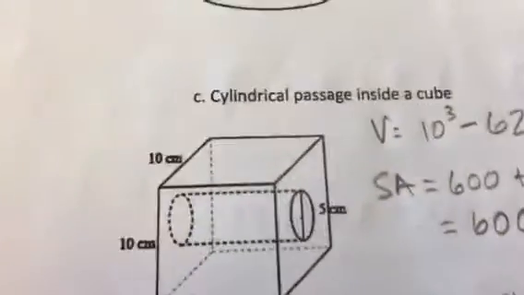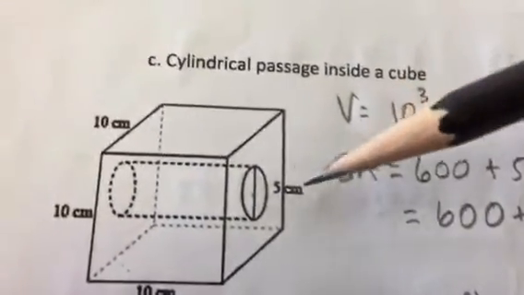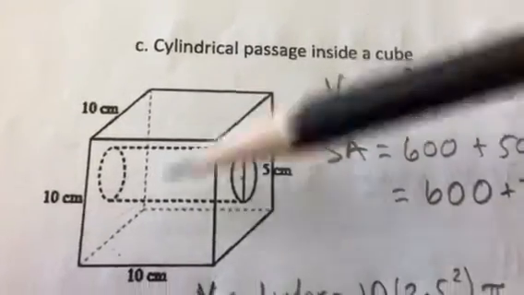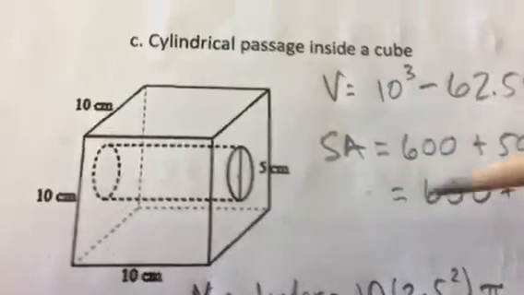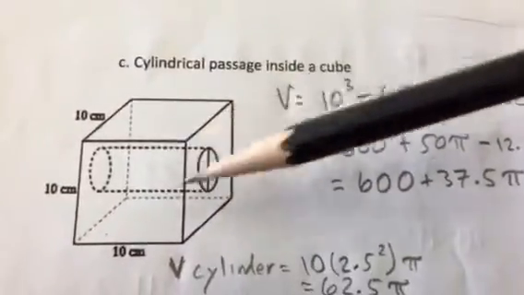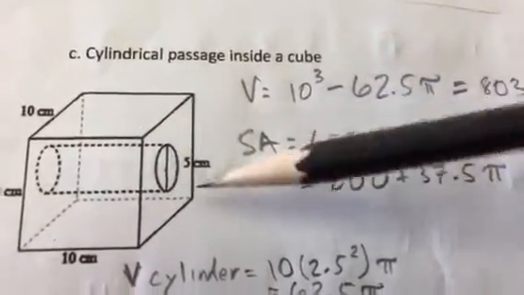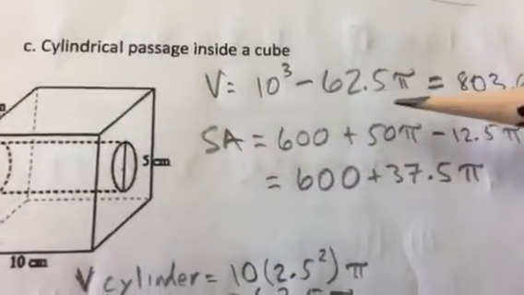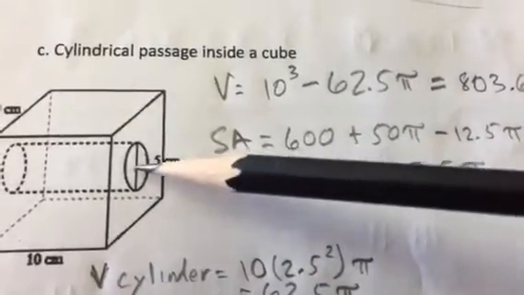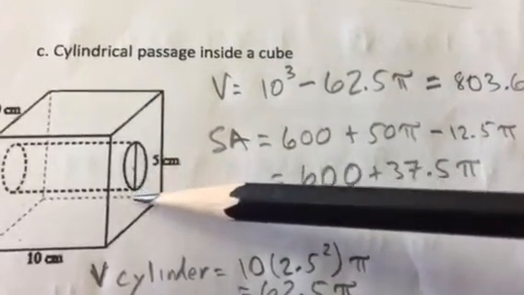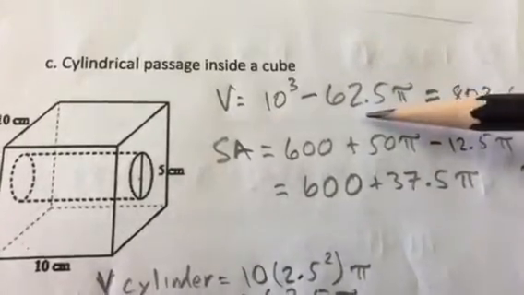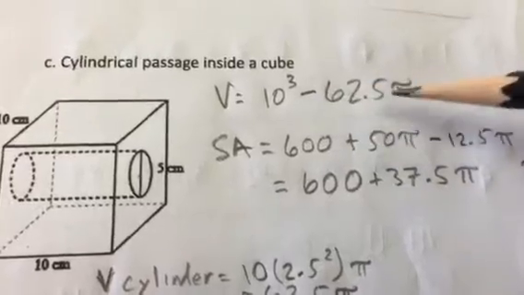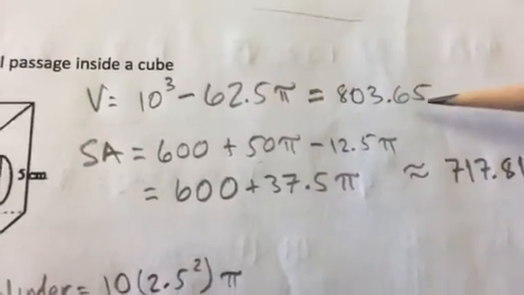Moving on to the other shape here, a cube with a cylindrical hole going through it. The hole has a diameter of 5 centimeters. The cube is a 10 by 10 cube. And so the volume is 10 to the third power minus the volume of the cylindrical passageway. The radius is 2.5, so 2.5 squared is 6.25 times 10 is 62.5, all of that times pi. So 1,000 minus that is about this number here, 803.65.